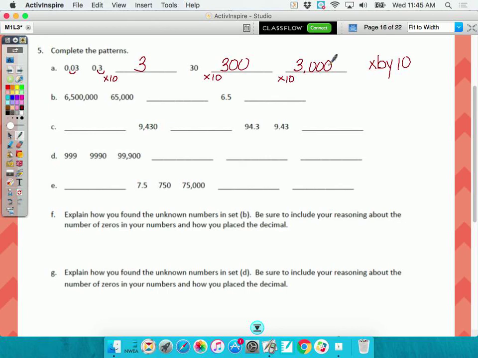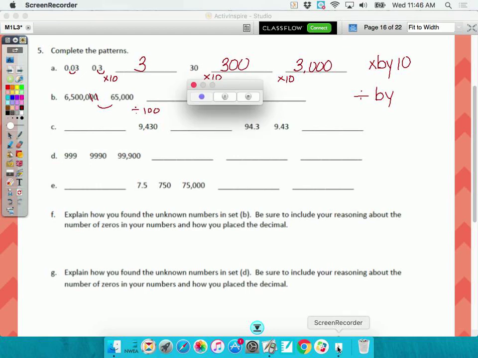6,500,000, now then 65,000, then blank, blank, blank. It's getting smaller. So what's my rule? Divide by, and we have to figure out how many times the decimal is moving or how many zeros are crossed off. So I would look at these two numbers right here. Here we have 5 zeros, here we have 3 zeros. How many were crossed off? 2 zeros, you're saying divide by 100. Okay, figure out what the answers are on those other lines.